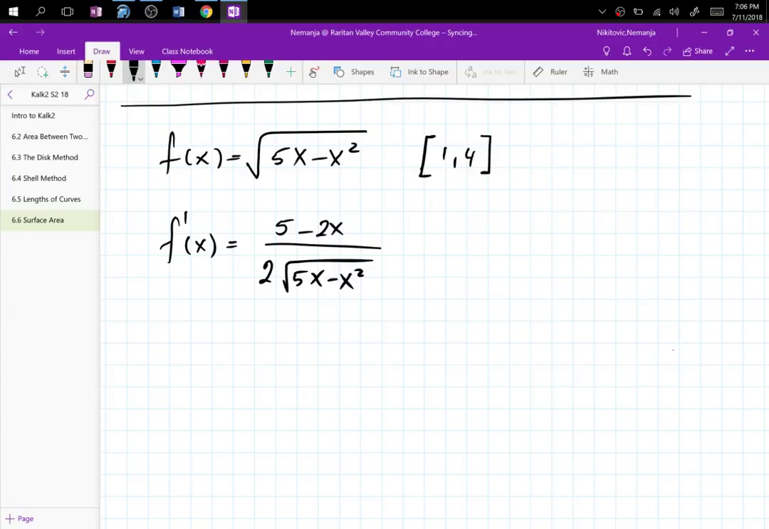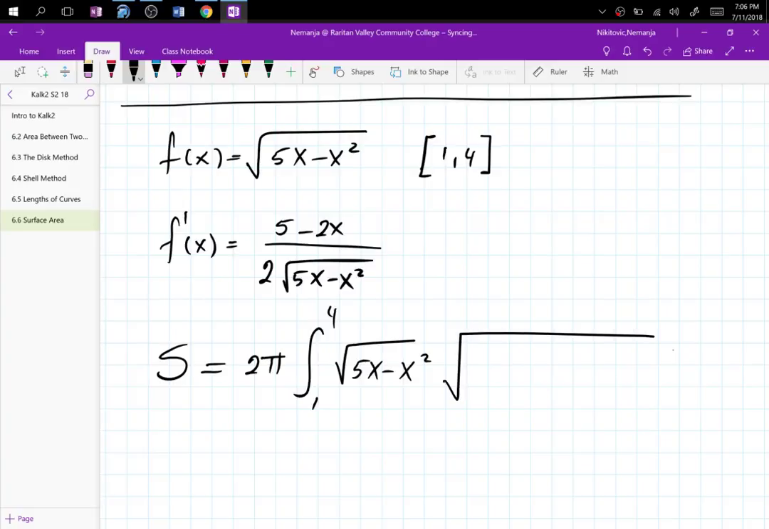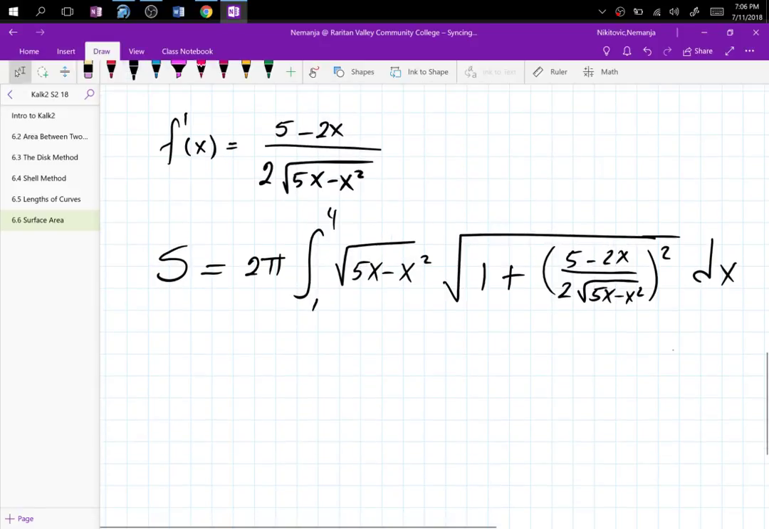And now we compile the integral. So S equals 2 pi integral 1 to 4. We have the function, so that's the square root of 5x minus x squared, times the square root of 1 plus, and now we have 5 minus 2x divided by 2 times the square root of 5x minus x squared, everything squared, dx. So I think you would agree that this is a little bit more interesting to compute.